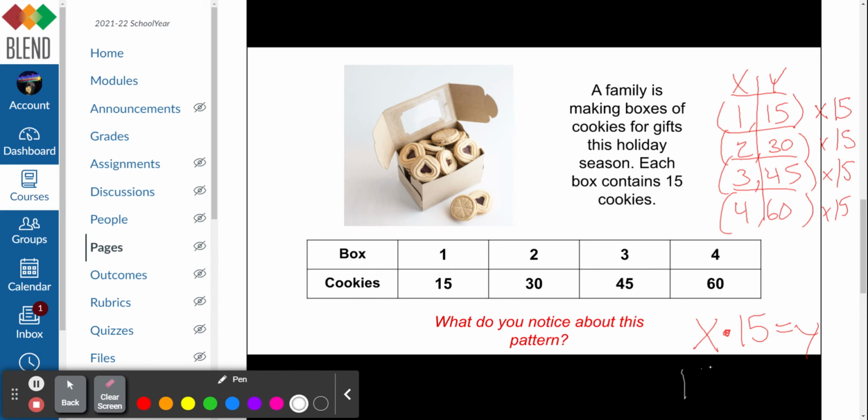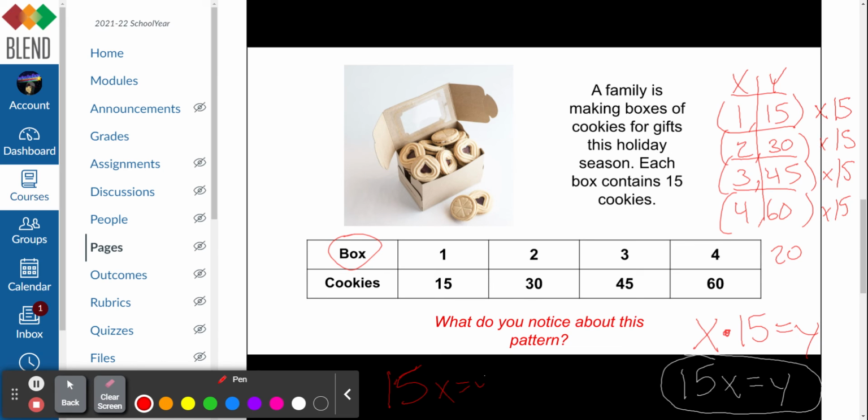Really, to be honest, the easiest way to write this would be 15x equals y. Basically, what you're going to say right here is 15 times whatever x is will equal your y value. So our 5th grade rule for this one is 15x equals y, because whatever amount of boxes we have, we can replace for x. So let's say that we had 20 boxes of cookies. 15x equals y would be the same thing as 15 times 20 equals y.